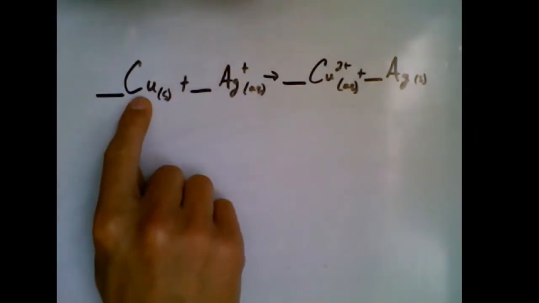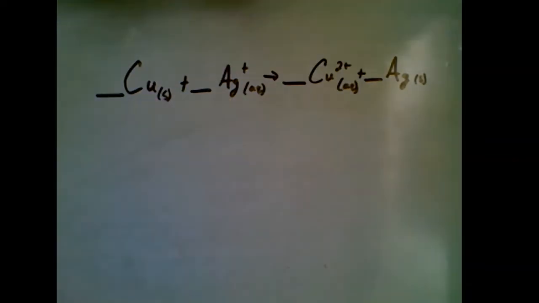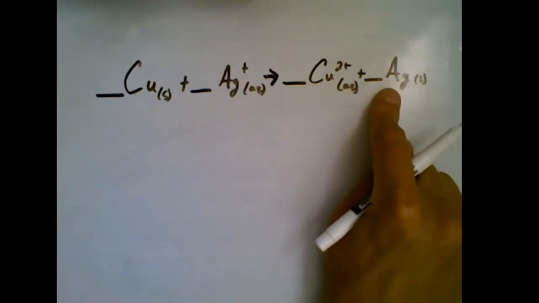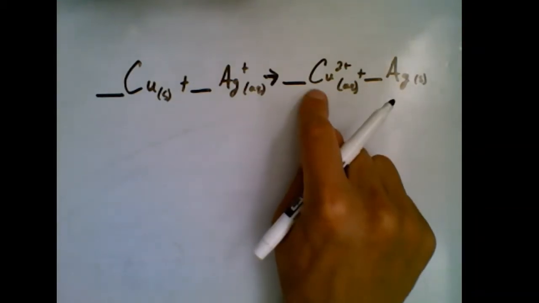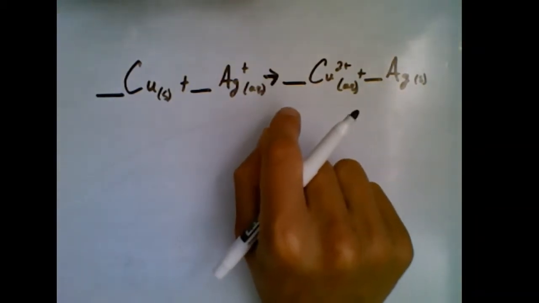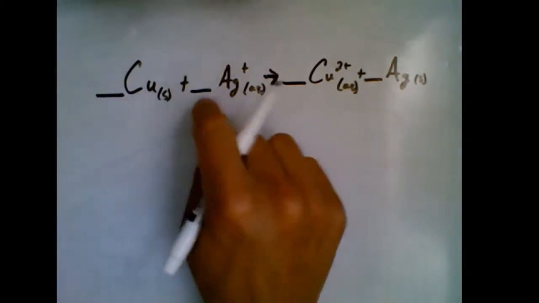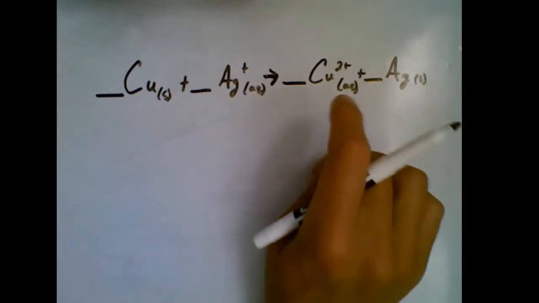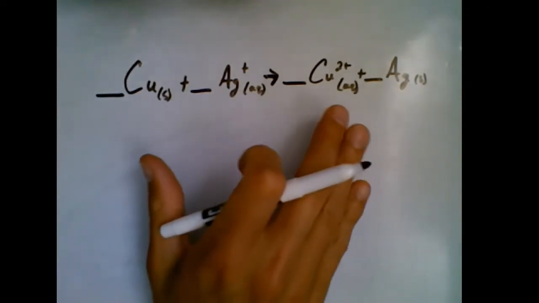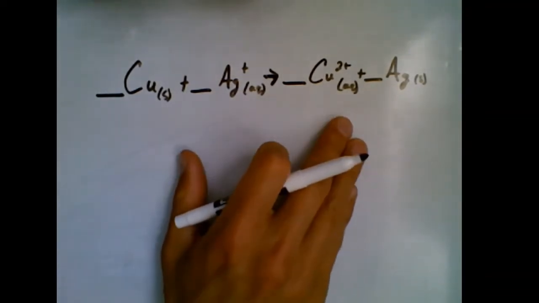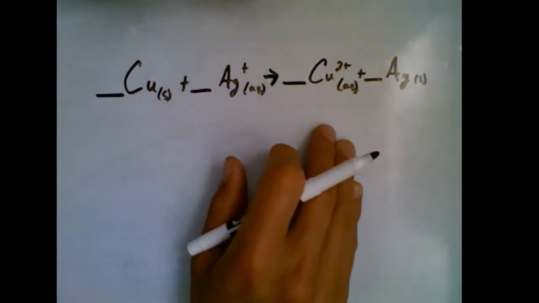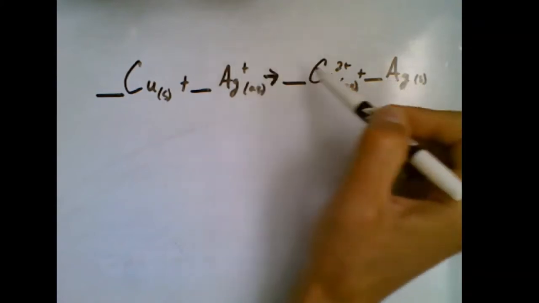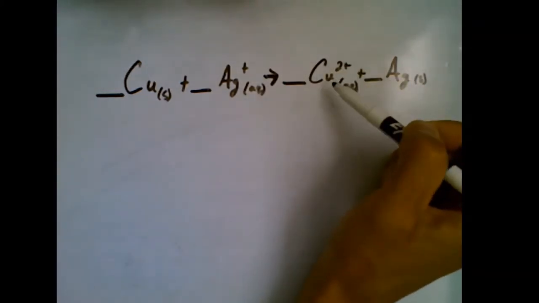So we have copper reacting with silver as an ion to produce solid silver and copper ions. Now, one thing you may think is that you could just go 1, 1, 1, 1. You have the same number of atoms on each side. You'd be totally balanced. But there's an important thing that we need to balance in all chemical reactions, not just redox reactions, that you never really think about until now. The charges in these are not balanced.